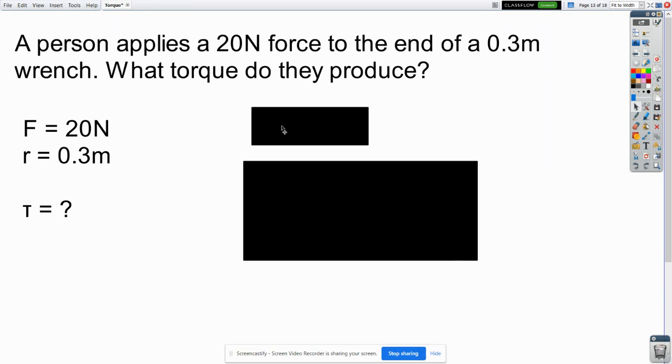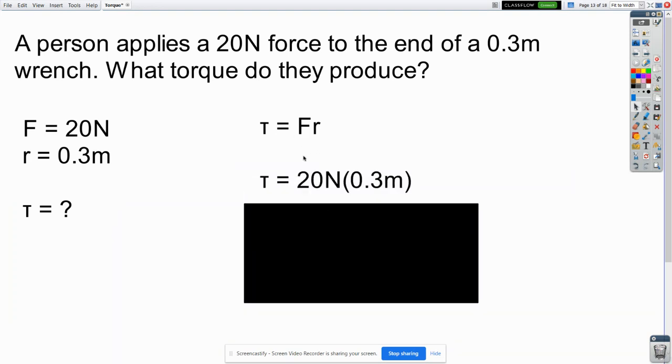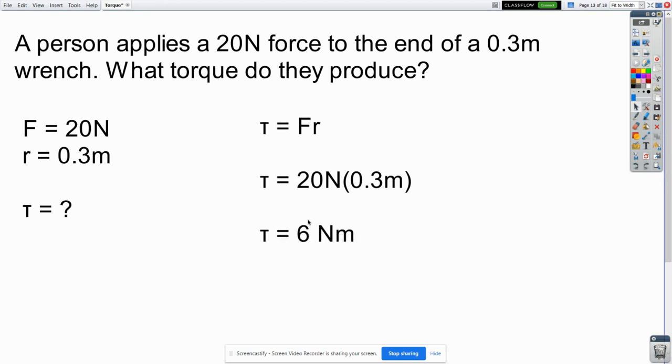We're looking for torque. Torque is force times radius. The force is 20 newtons. The radius is 0.3 meters. 20 times 0.3 is 6. And again, newton meters for the unit.